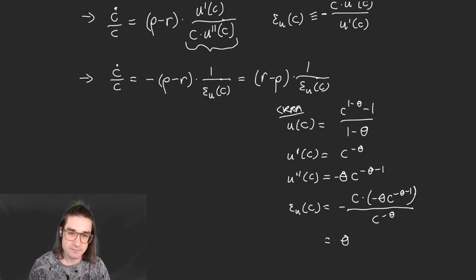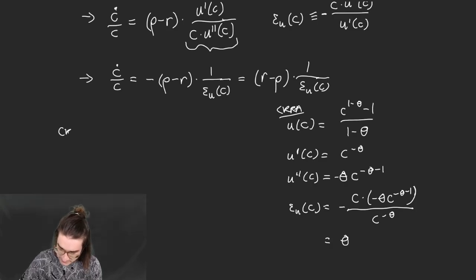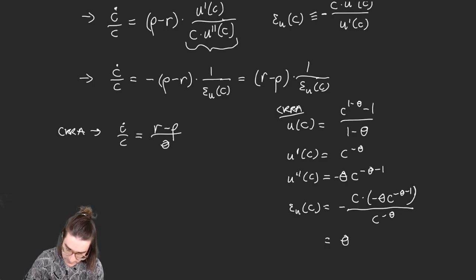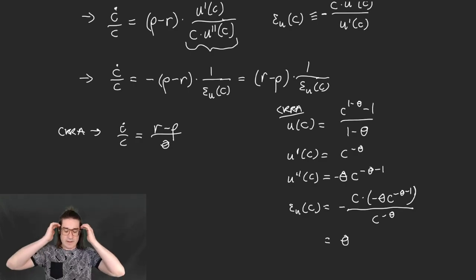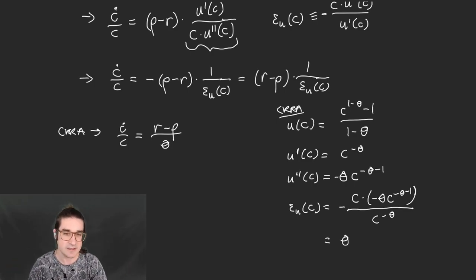All right, so then that's cool because then in CRRA land, this is simply C dot over C is equal to R minus rho over theta. Very simple, right? And in fact, if we're in a steady state or something, and R is constant, some R star, this is just saying C is growing exponentially somehow, all right? And even beyond that, let's say we have no technological growth, in which case we would expect C to not grow at all in the long run, which immediately tells us that R is equal to rho. Like, if we want C to not be growing, we need R equals rho. So that actually gives us a condition, even, for steady state equilibrium.